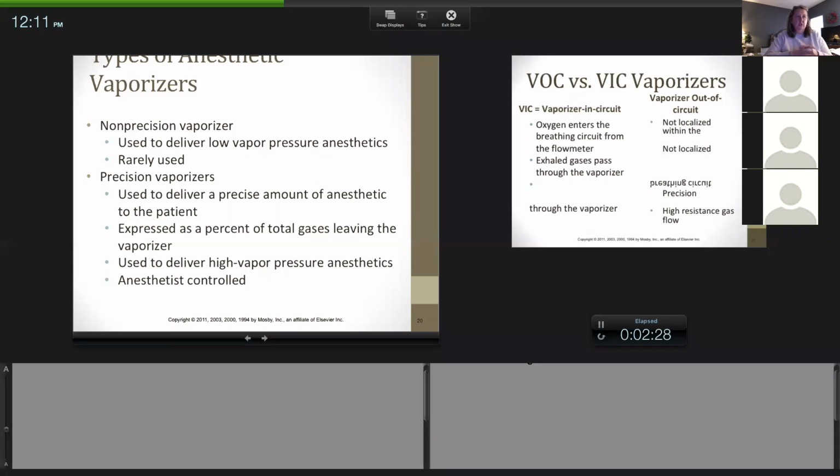Now the non-precision vaporizers were used with the older agents like methoxyflurane, and could also really be used with halothane, because they have a low vapor pressure, meaning they don't as readily turn into a vapor. They are considered non-precise because it was the jar and wick type vaporizer. So you remember that from my notes.